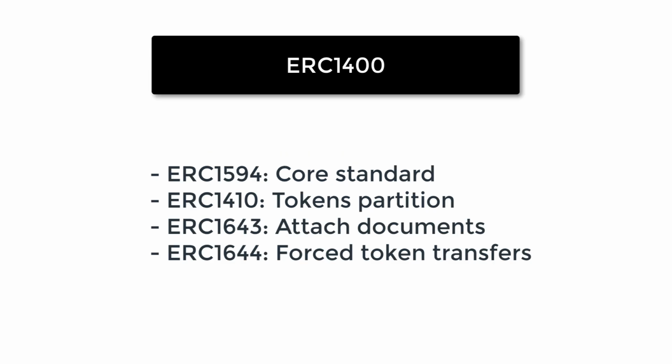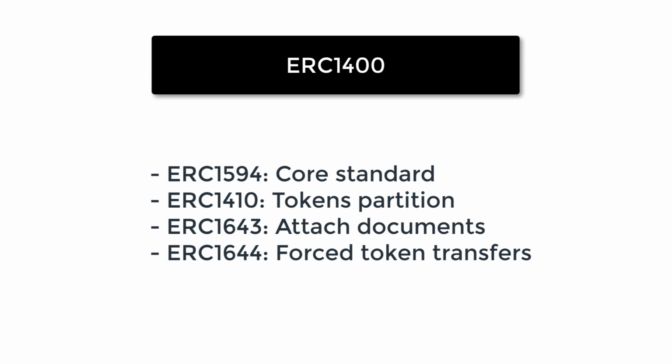So ERC1400 is actually an umbrella standard, and itself it contains 4 other standards. So the first one defines the core functionality, so you can transfer tokens, create them, burn them, a little bit like in ERC20. So the next one, ERC1410, allows to create partition of token and attach metadata to them. For example, this can be used to represent different class of stocks, such as preferred stock, common stock, and for each of these groups, you have different rights and rules that apply.